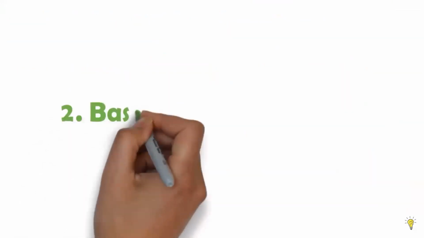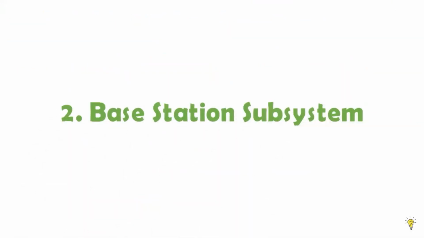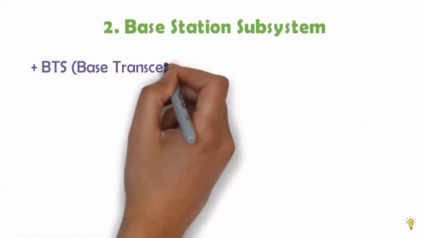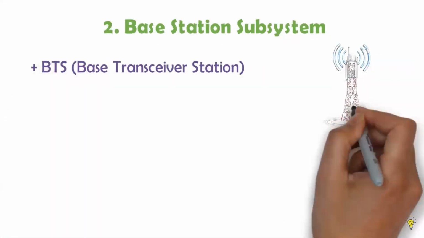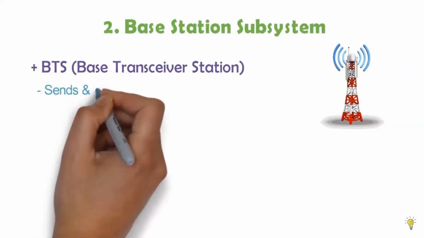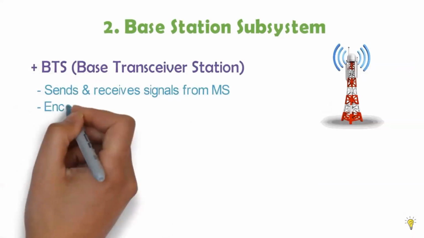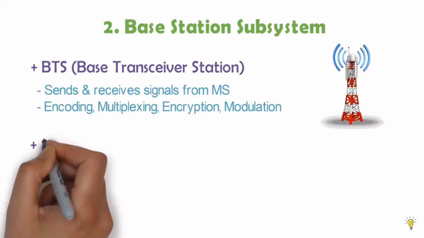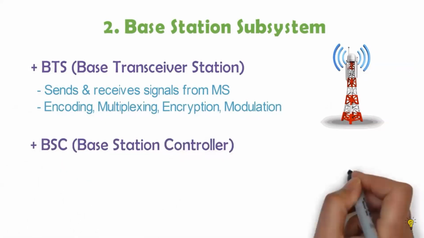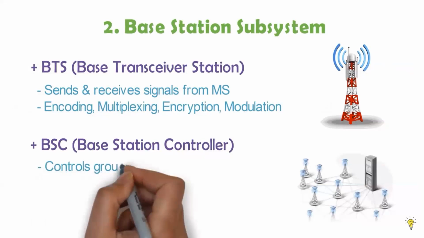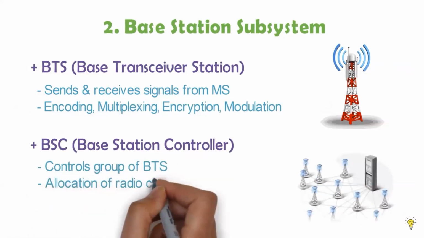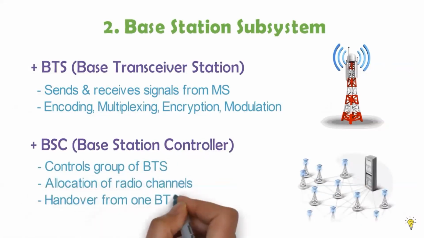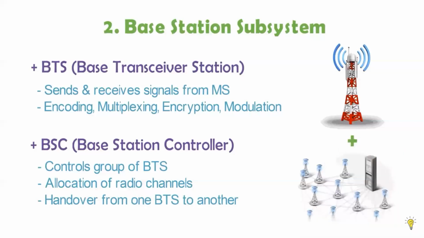Second subsystem is a base station subsystem. It also contains 2 components, a base transceiver system. It is nothing but mobile towers. It sends and receives signals from mobile phones and performs various functions like encoding, multiplexing, modulation and encryption. Then base station controller. It controls a group of BTSs. It allocates radio signals and handles handover from one BTS to another.